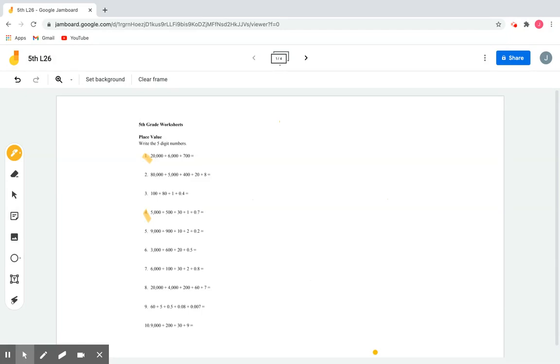So first one, we're going to add these numbers and then write the 5-digit numbers. So let's do number 1 first. We have 20,000 and then 6,000 and then 700. So I'm going to add these numbers.